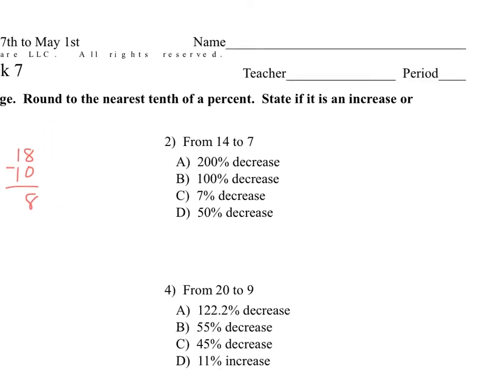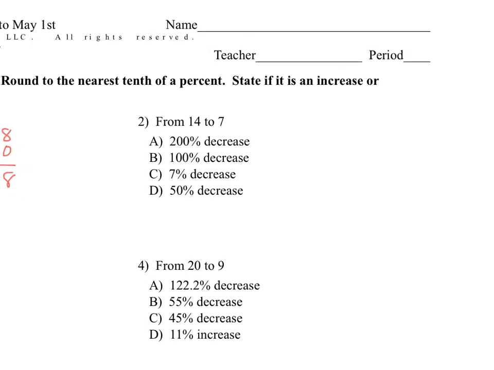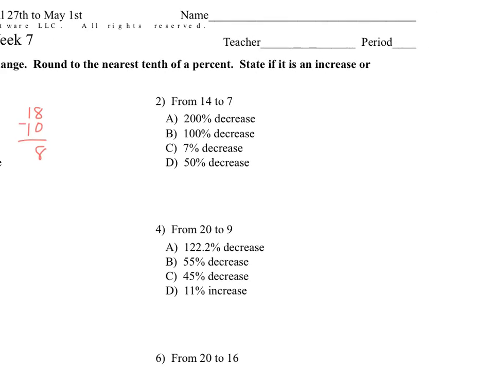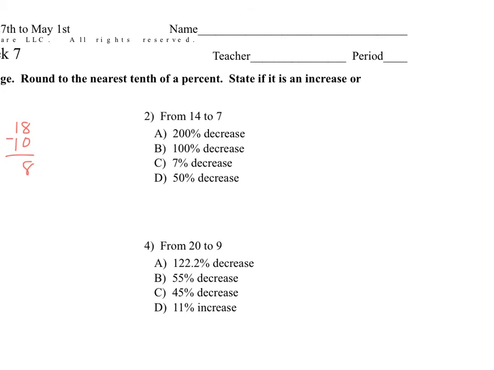Okay, number 2, 14. Oh, they're all decreased. Darn, I was hoping that would be an easy. Okay, from 14 to 7. Remember, we're going to put the amount of change over the original. So my original number was 14. 14 minus 7 is 7. So the amount of change that occurred was 7 on top of 14.